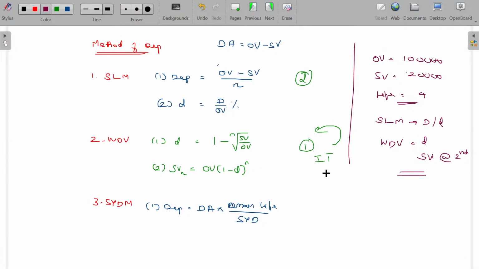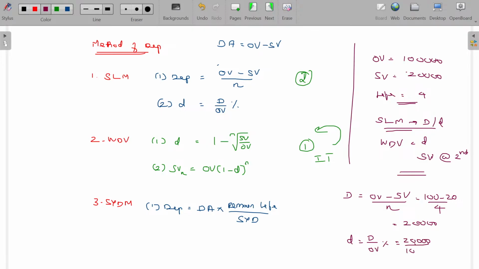Check your answer. For SLM, D is equal to original value minus scrap value by number of years. 1 lakh minus 20,000 divided by 4 years. Then 20,000 rupees is the amount of depreciation every year. Rate of depreciation is equal to amount of depreciation by original value in percentage. So 20,000 divided by the original value, here 1 lakh, in percentage is equal to 20%. Is that clear?